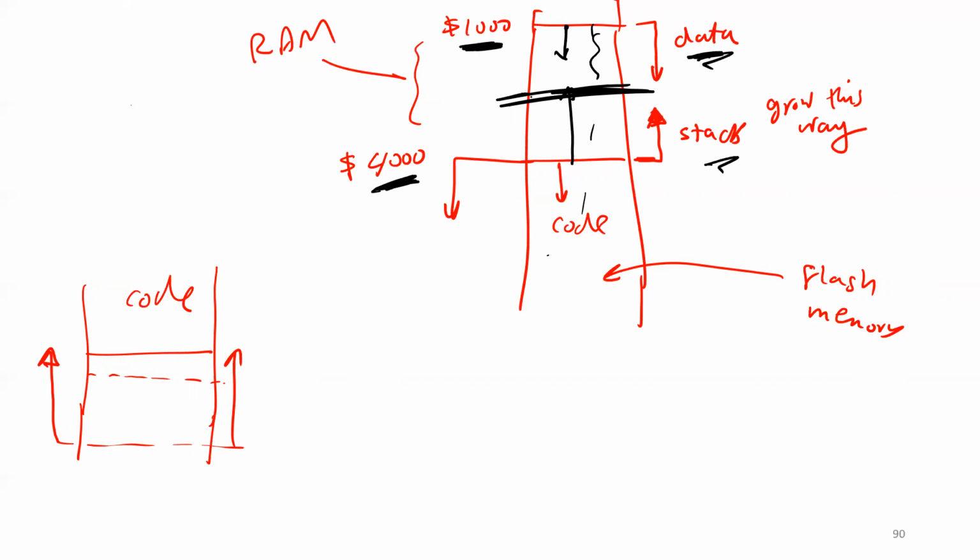Is that okay? So the stack pointer is here. If you want to read, you have to read from here. If you want to write, you have to write at this point. That's why the stack pointer always has to point at the top of the stack.